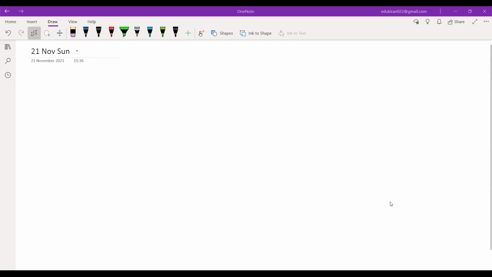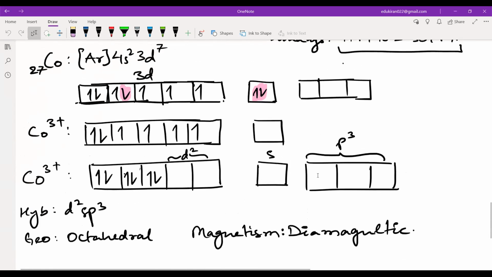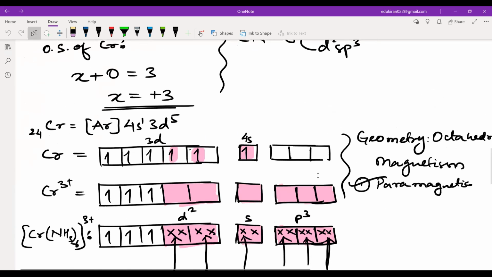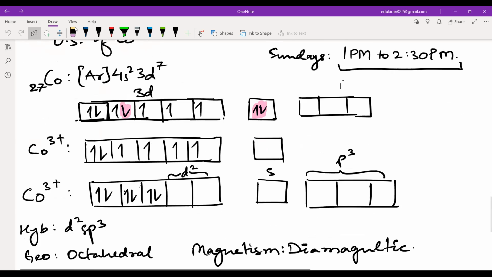Coordination number 6, right? Yes sir. Coordination number 6, and in that we had a few examples. In coordination number 6, we did both of them, d2sp3 and also d2sp3. Both of them we have done d2sp3. Okay.